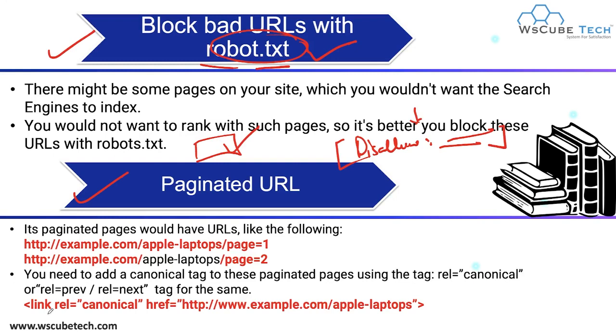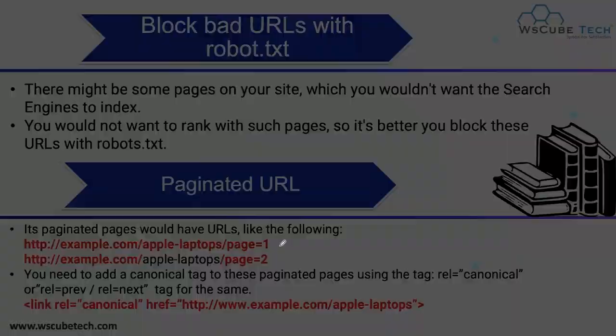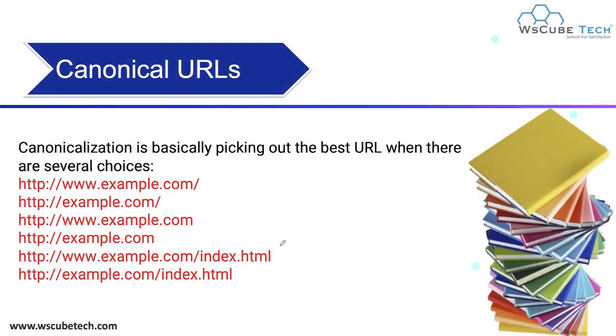So its paginated pages would have URLs like, here you can see, example.com/apple-laptop/page-1, example.com/apple-laptop/page-2. So here you need to add a tag to these paginated URLs, using tags like rel canonical, or you can say rel previous and rel next tags for the same. So this is the URL setup you can use to handle pagination. This is also one of the practices you can use.